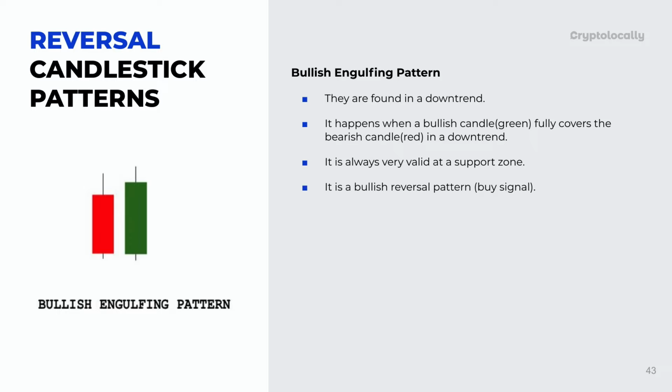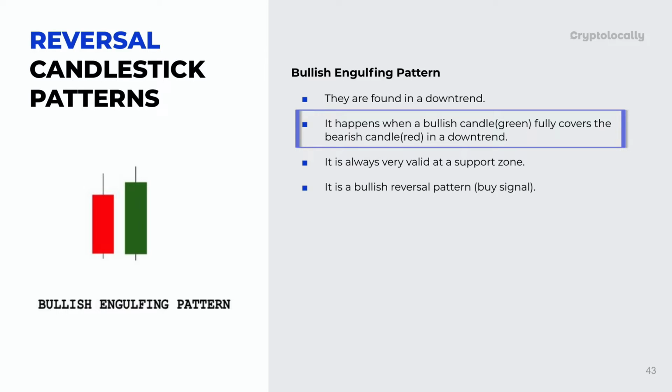It means the activities of the buyers in this green candle is more than the activities of the sellers in this red candle. That means in the market, we have more buyers than sellers, and when there's more buyers than sellers in the market, the price is going to go up. So these are the properties. It happens when the bullish candle fully covers the bearish candle in a downtrend.